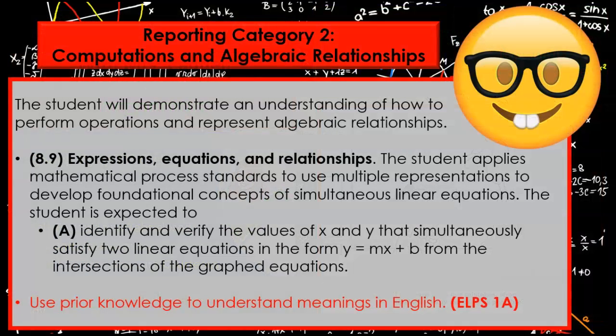So today we're going to be reviewing expressions, equations, and relationships. We're looking at how to identify and verify the values of x and y that simultaneously satisfy two linear equations in the form y is equal to mx plus b from the intersections of the graphed equations. So we are looking at systems of equations today.